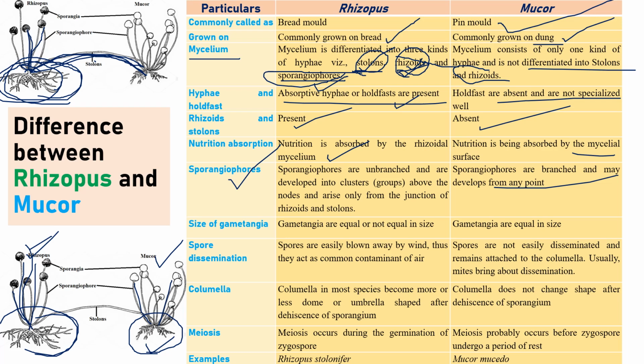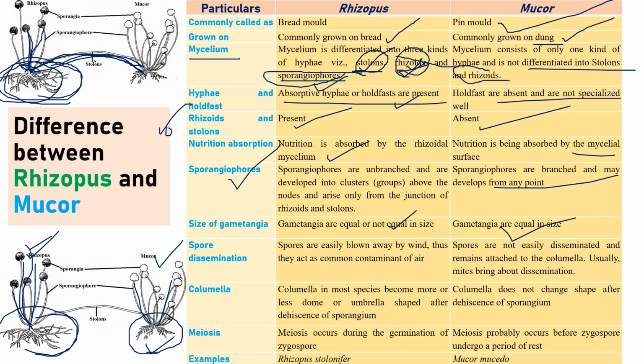And when it comes to gametangia, they are equal or may not be equal in terms of Rhizopus. But when it comes to Mucor, gametangia are equal in size. And spore dissemination, in lecture number 35 itself we have discussed. Here in Rhizopus, the spores are loosely attached to the columella so that spores can easily detach and spread, or be blown away by the wind, so that it can cause air and laboratory contamination.